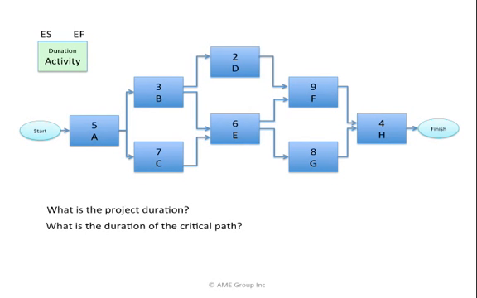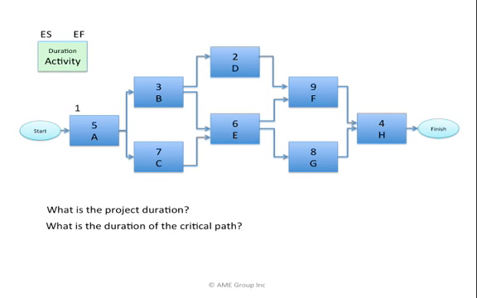The first question I see, what is the project duration? Another question, what is the duration of the critical path? To solve both of these questions, I do the same thing. I do what's called a forward pass. I begin with activity A. I ask, what is the earliest activity A may begin? Since activity A is the first activity, the earliest it may start is day 1.